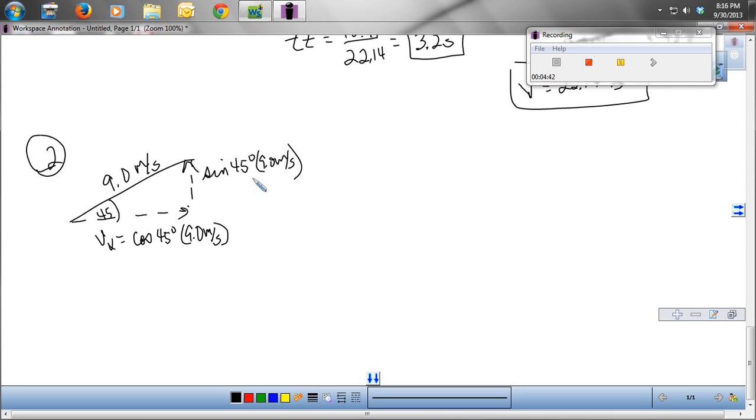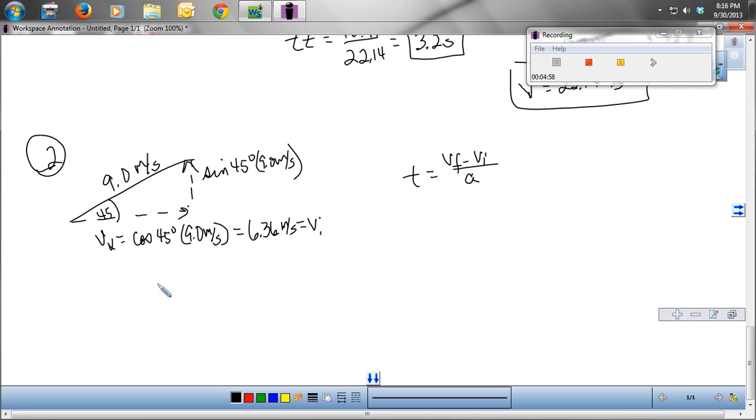So when I multiply those, I got 6.36. And both of them would be 6.36 meters per second because it's a 45, 45, 90. And then I said, well, the time is going to be Vf minus Vi over A, and that'll just be the time up. But the problem is I don't know A, so that was not a good choice.